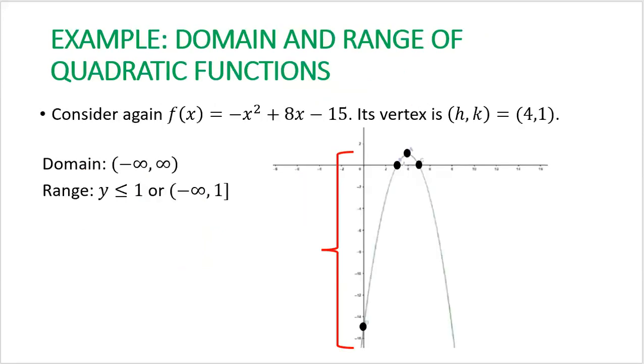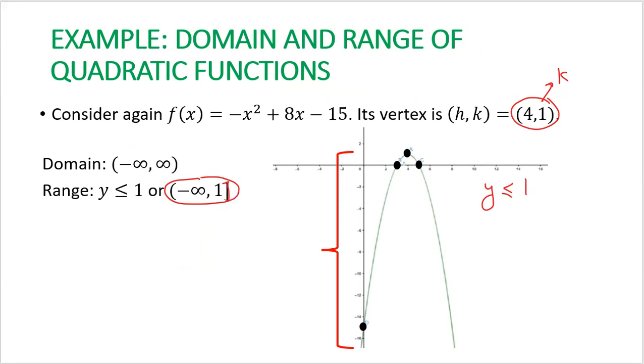Okay, so let's have an example for the domain and range. So let's go back again to our first example earlier, wherein we have f of x equal to negative x squared plus 8x minus 15. If you recall, its vertex is h comma k, which is 4 comma 1. So k is equal to 1. And since the parabola opens downward, then the range will be y is less than or equal to 1. And in symbols, it's going to be negative infinity up to 1, followed by a bracket.